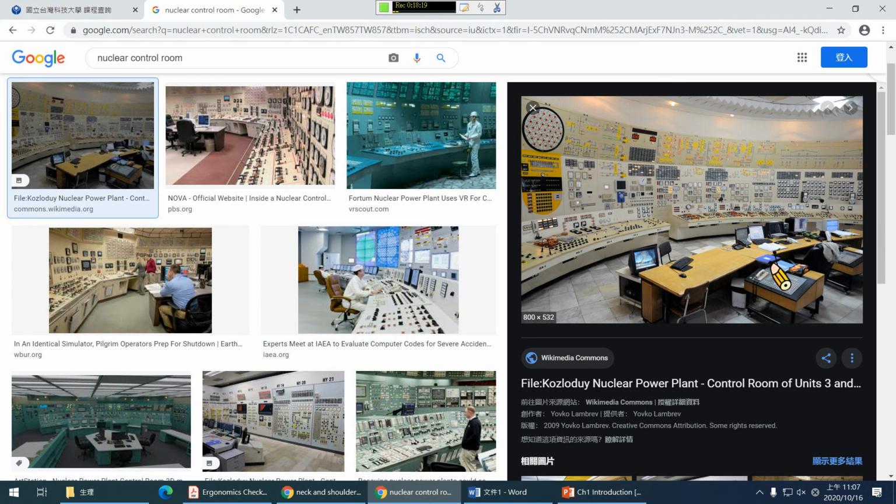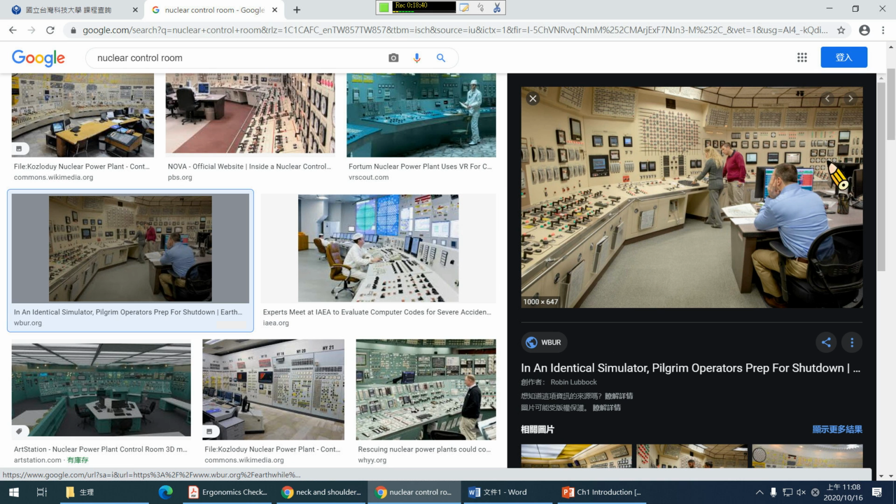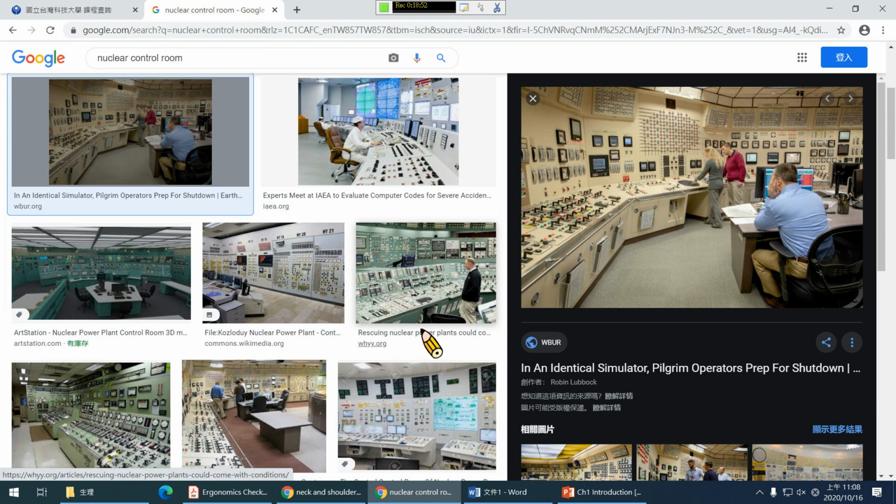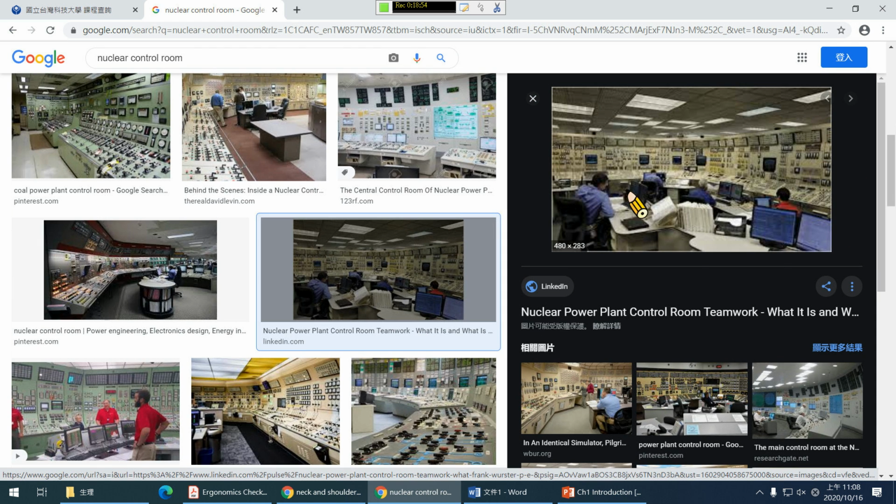Okay, this is a typical nuclear power plant control room. As you can see, very complicated. There are so many computers, so many control buttons, so many functions, so many displays. Yet, as you can see, how many people? 3 to 6. What do they have to do? They do nothing. Tell you the truth.